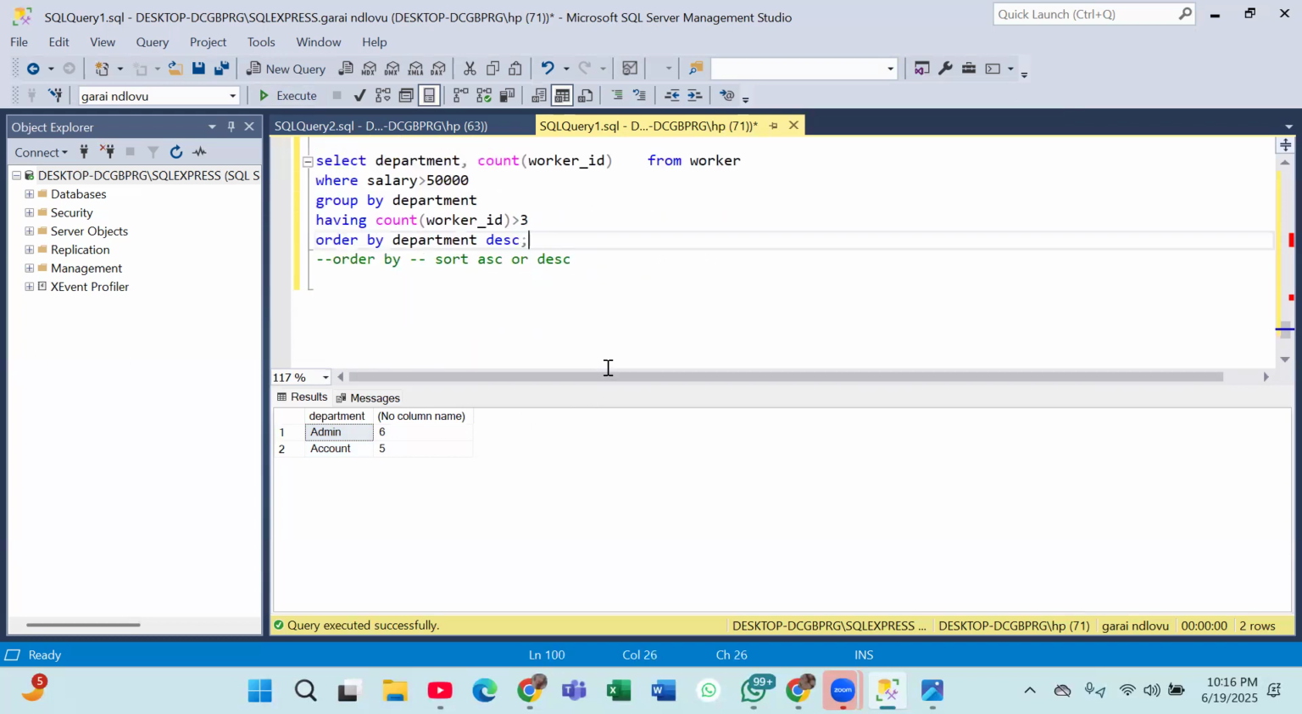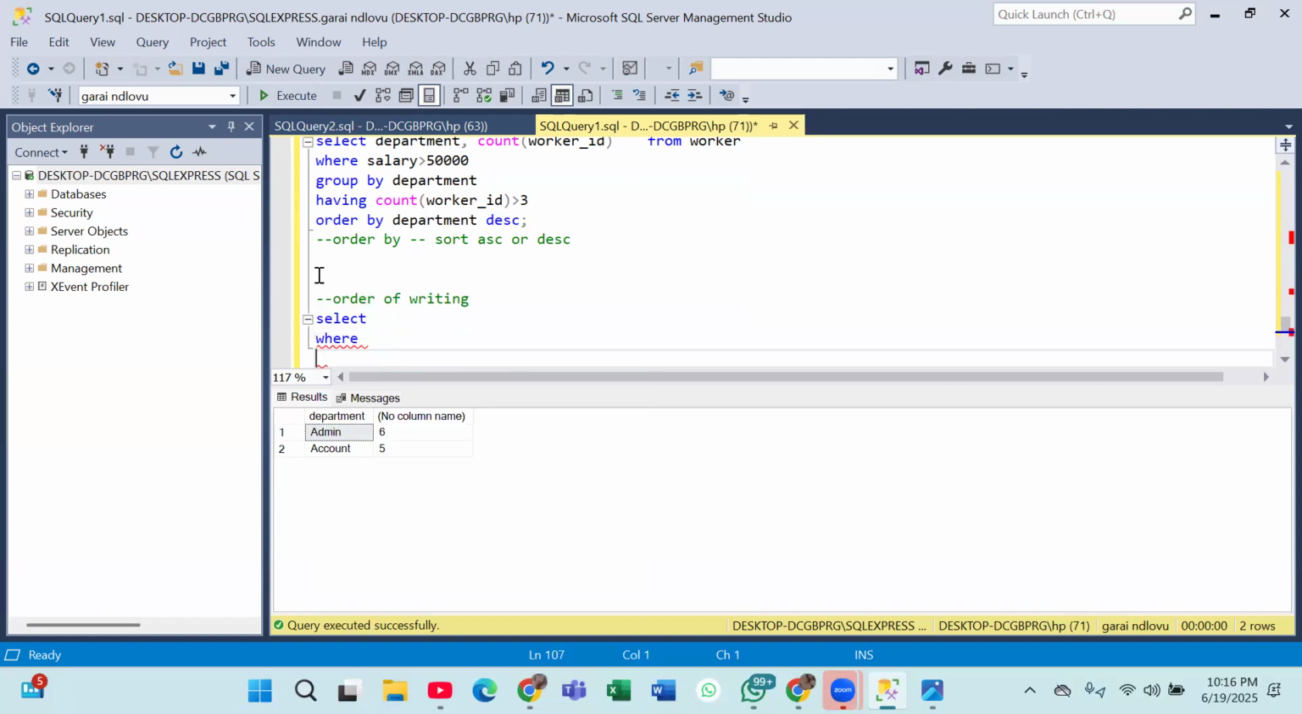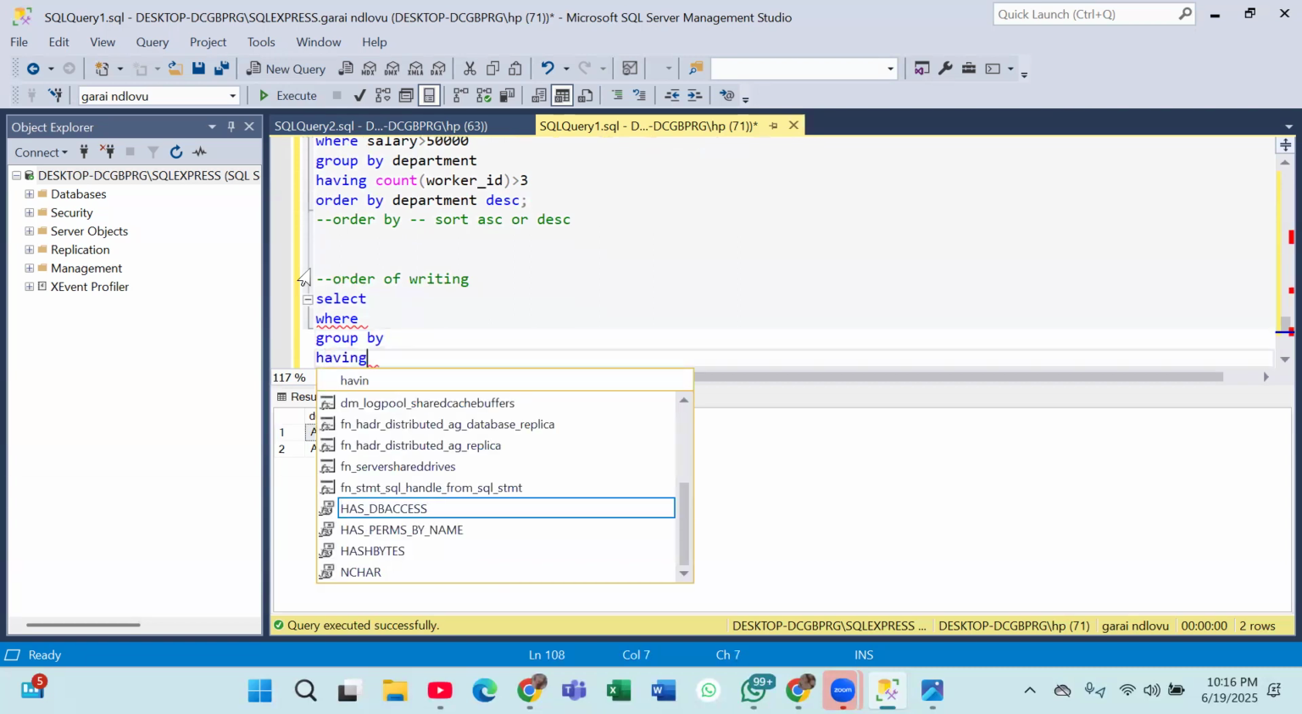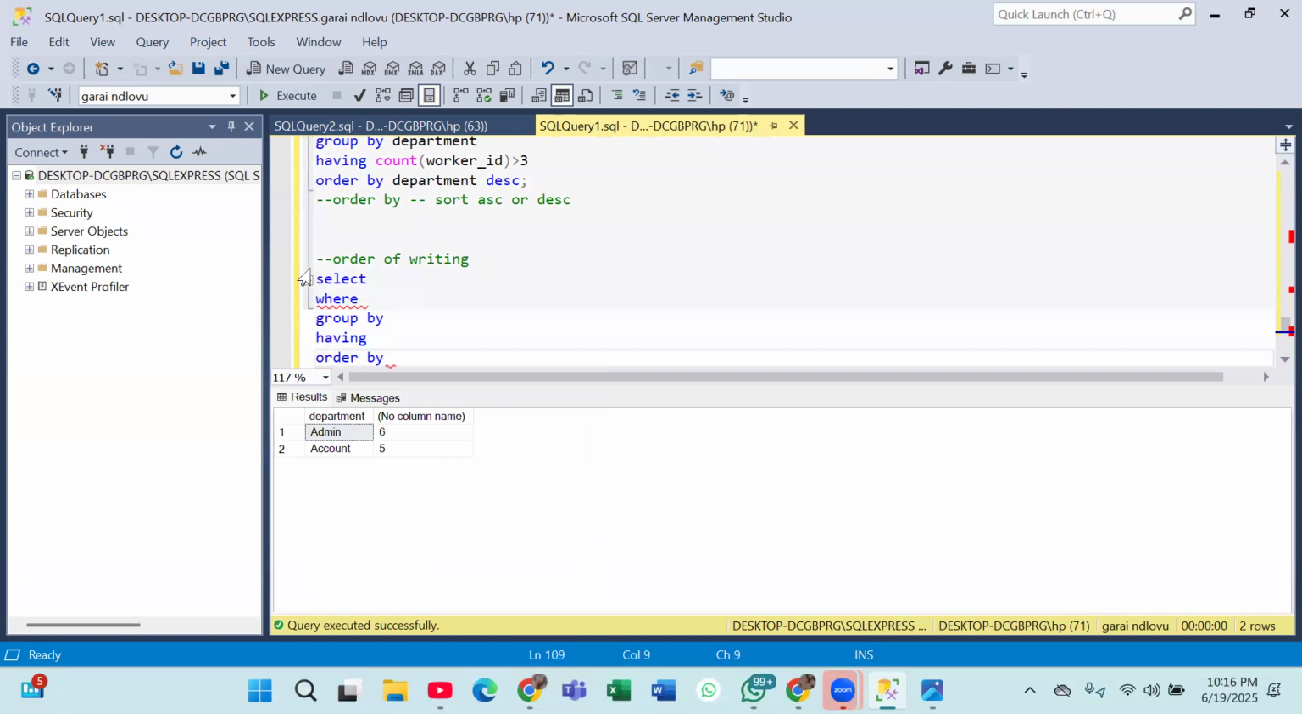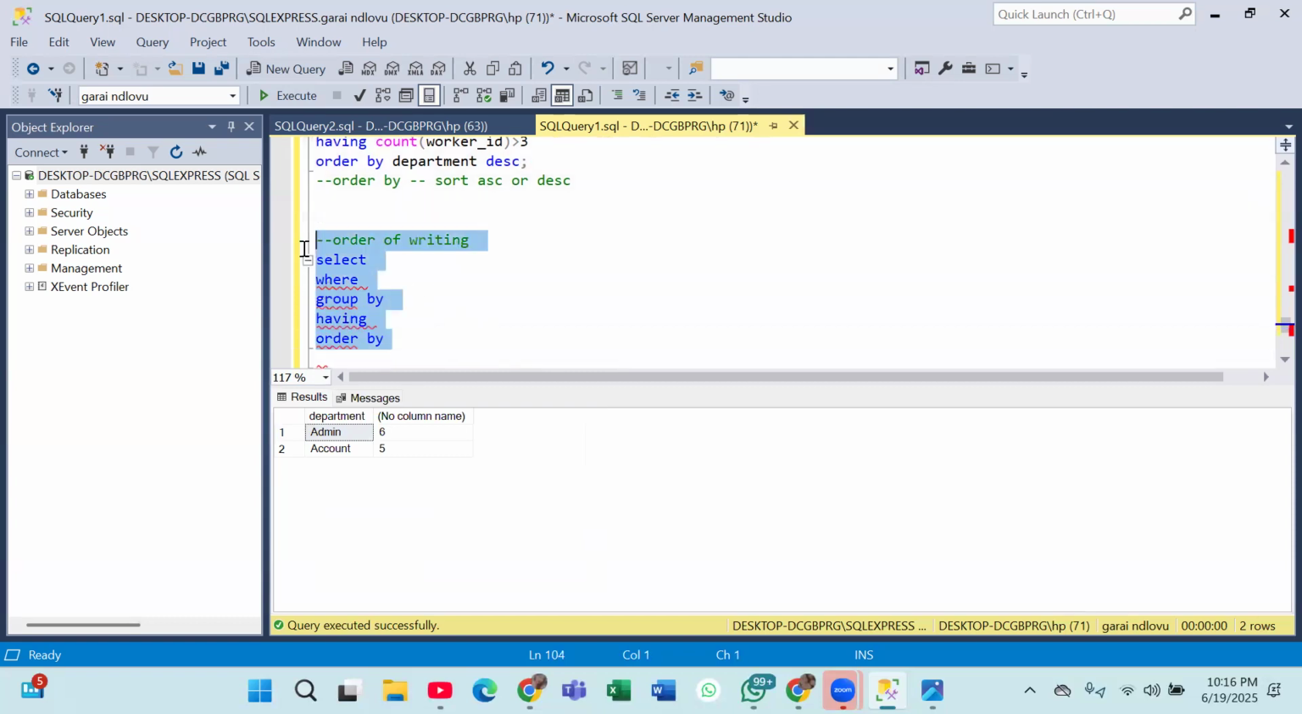So let's talk about order of writing as well as order of execution. Order of writing is how you write down your query. First, you will write down your select clause, correct? Then you will write down your where clause. That's what we are writing over here, right? Then group by, then having, and then order by. Till here, do you have any issue in order of writing a query? I'm talking about writing a query, not executing. Are all these things clear with everyone?